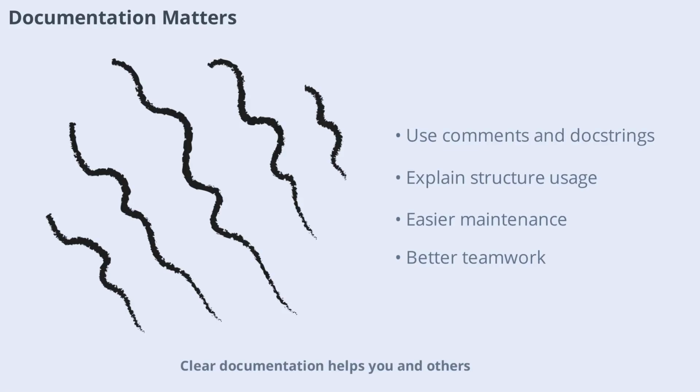Clear documentation helps you and others understand how your data structures work. Use comments and docstrings to explain the purpose and usage of your code. Well-documented data structures are easier to maintain, debug, and extend, especially in larger projects or when working with a team.